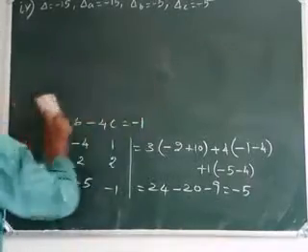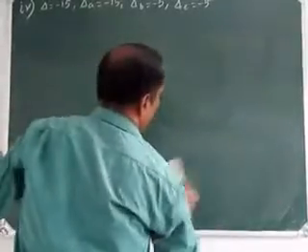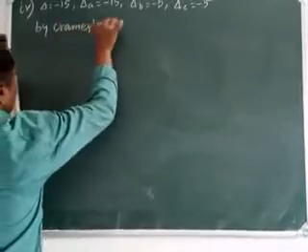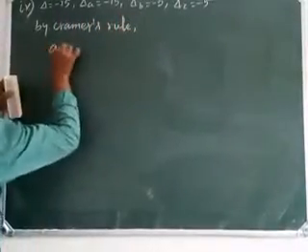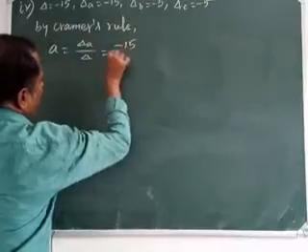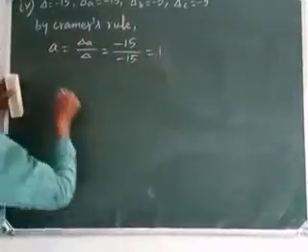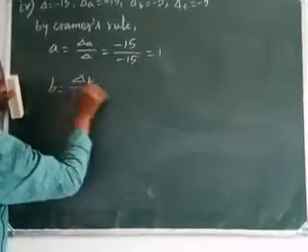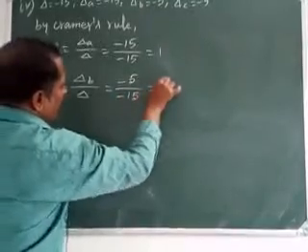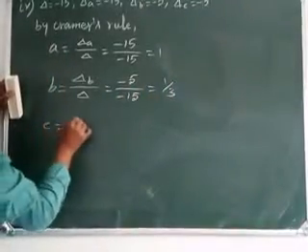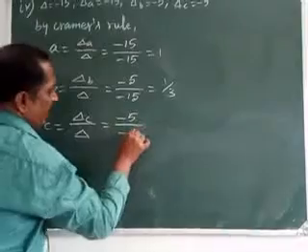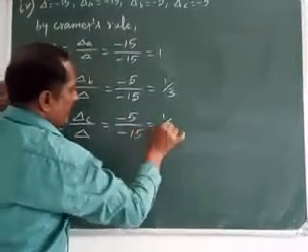So delta A, delta B, delta C are done. Next we have to use Cramer's rule. By Cramer's rule, a is equal to delta A divided by delta. Delta A is minus 15, delta is minus 15, so the answer is 1. b is equal to delta B divided by delta, minus 5 divided by minus 15, so the answer is 1 by 3. c is equal to delta C divided by delta, which is minus 5 divided by minus 15, so the answer is 1 by 3.